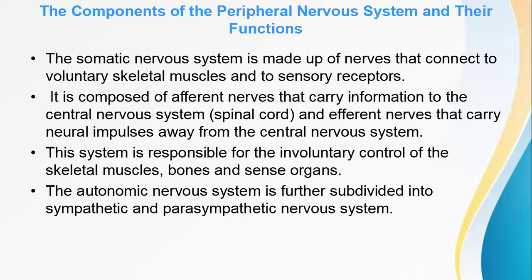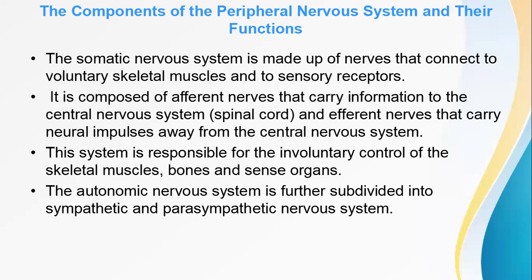Now, let's see the components of the peripheral nervous system and their functions. We said that there are two main components, the somatic nervous system and the autonomic. The somatic nervous system is made up of the nerves that connect to the voluntary skeletal muscles and to the sensory receptors. It is composed of the afferent nerves that carry information to the central nervous system, that is the spinal cord, and the efferent nerves that carry the neural impulses away from the central nervous system.